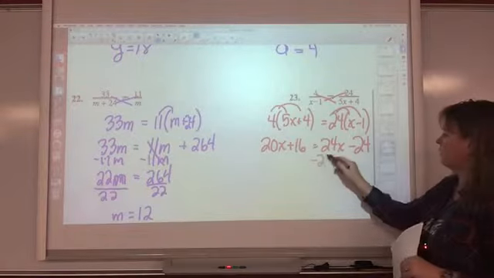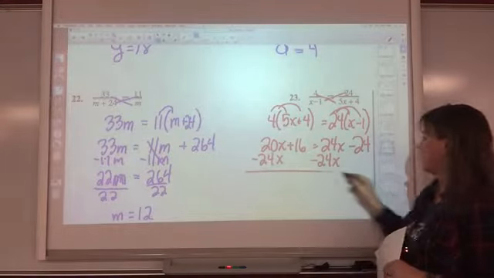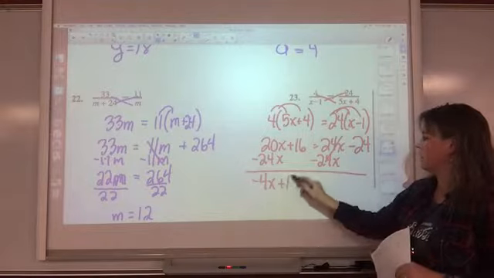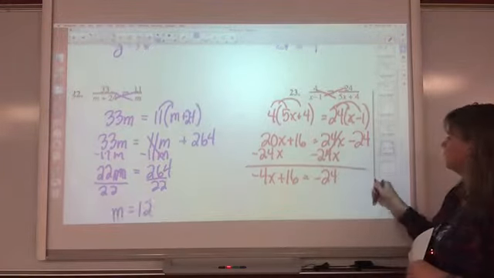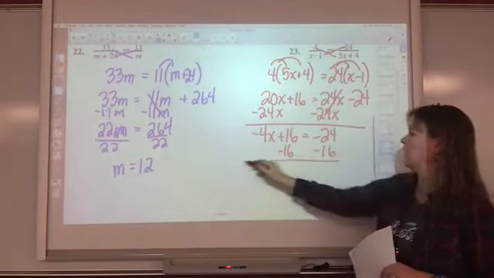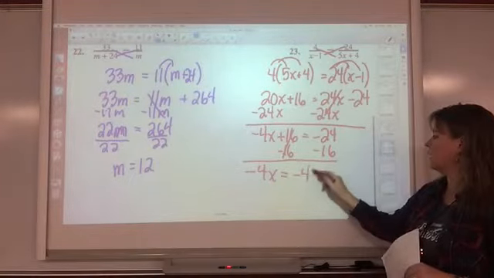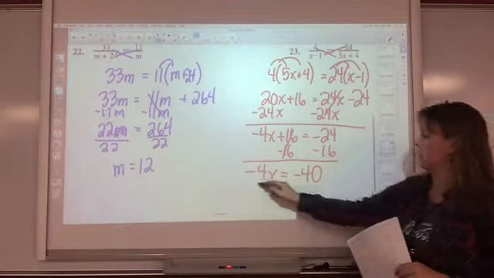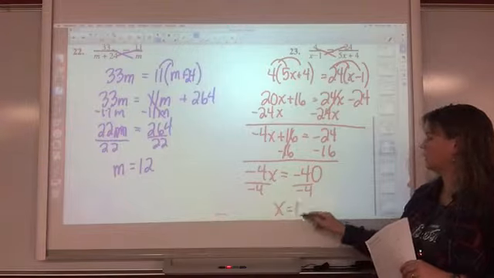From here, I'm going to get like terms on the same side of the equation again. Minus 24x from both sides, you get negative 4x plus 16 equals negative 24. Do not lose those negatives. They're important. Minus 16 to get the constants together. Negative 4x equals negative 40. One last step. If you divide by negative 4 on both sides, you get x equals 10.